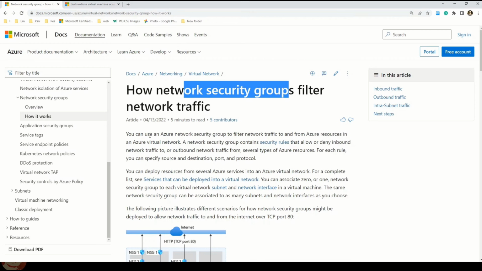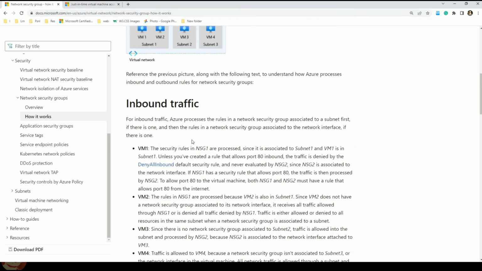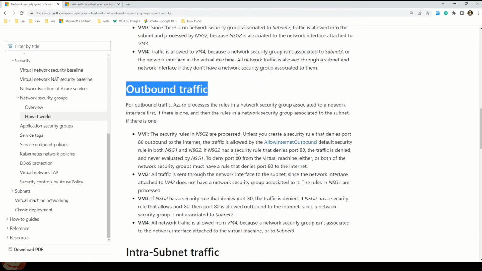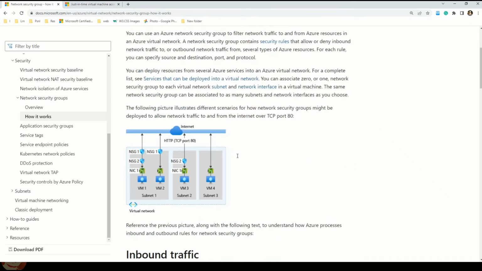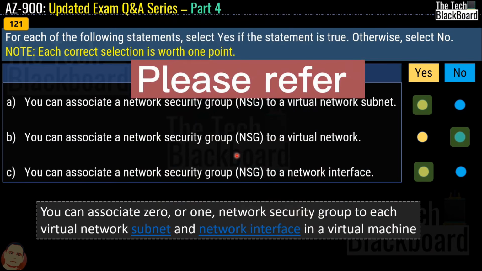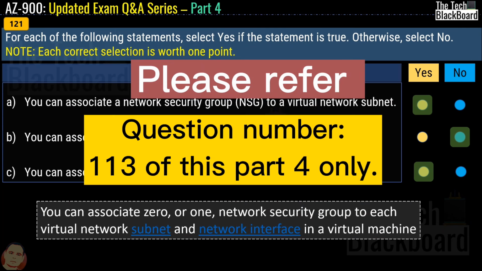You can read here that you can use Azure Network Security Group to filter network traffic to and from Azure resources in an Azure virtual network. Lot of details are given in this page, how you can filter out the inbound traffic, how you can work with the outbound traffic. So read this page. The link for this page is available in the description box. And friends, besides this documentation, you can also refer to question number 113 of this part 4 only. In that question, I detailed out how you can use network security group and on which level you can apply network security group. So do watch that question.